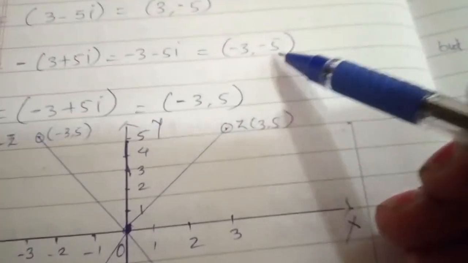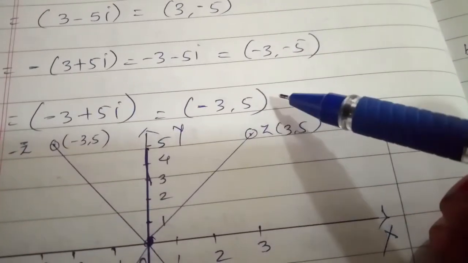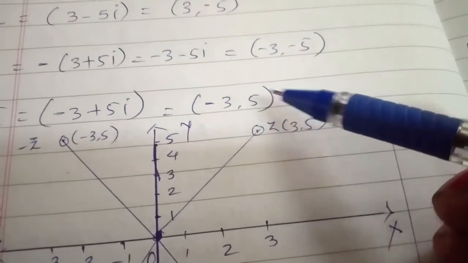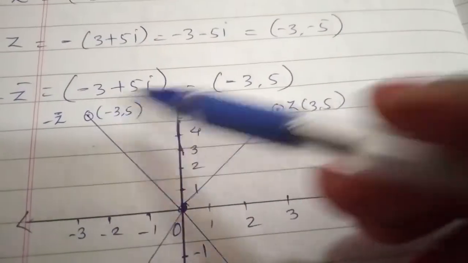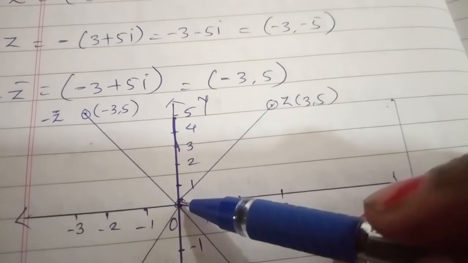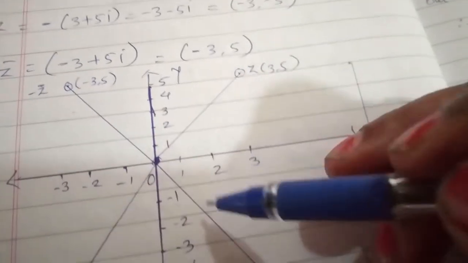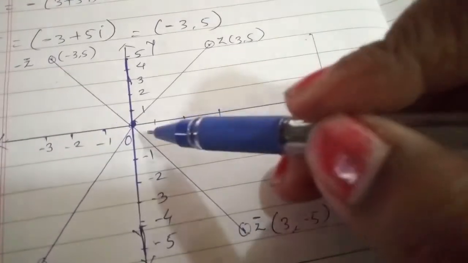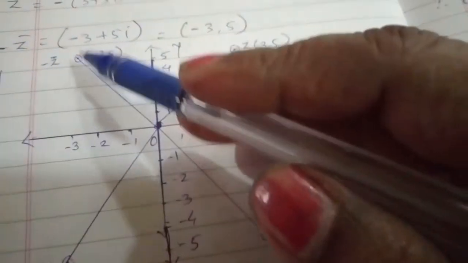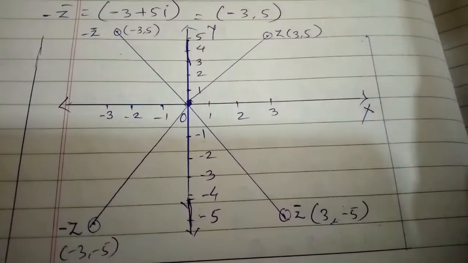Now the third one, minus 3, minus 5. It lies in the third quadrant. And the last one, minus 3 and 5, lies in the second quadrant. Then you have to join all these points with the origin. Take your scale and join these points with the origin. So this is nothing but the Argand diagram. It's very simple.